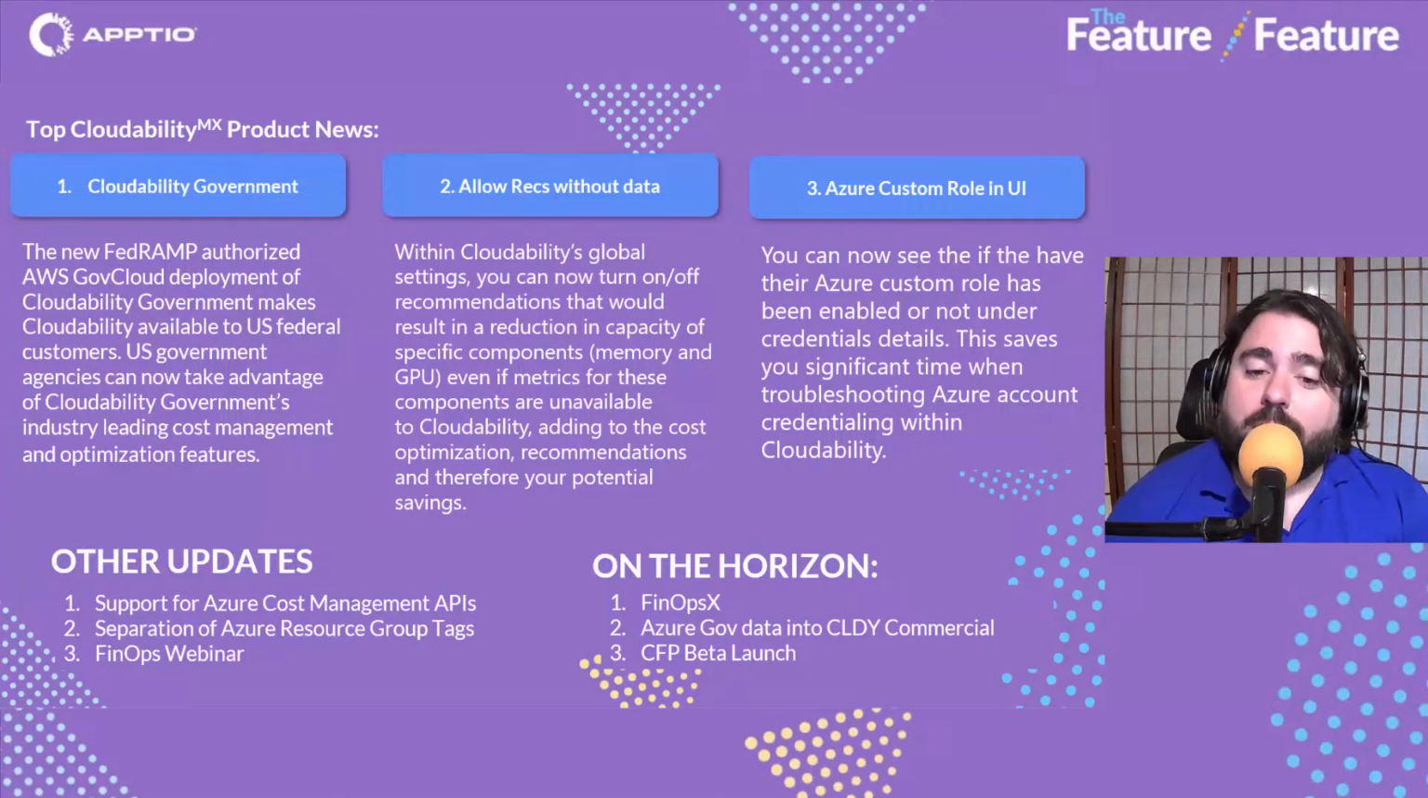And then we also are getting ready to, and in the process of, launching our beta for Cloud Financial Planning. You can sign up for that if you're an existing Cloudability customer, okay? You can sign up by going to apptio.com/CFP-beta, okay? And you can see a video of what Cloud Financial Planning is and what it's all about. Sign up for the beta there, and we're going to be rolling that out.